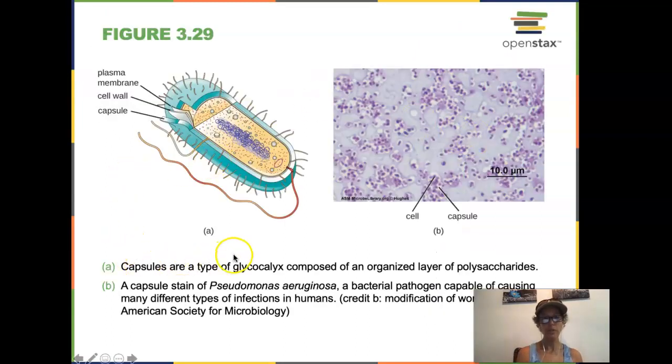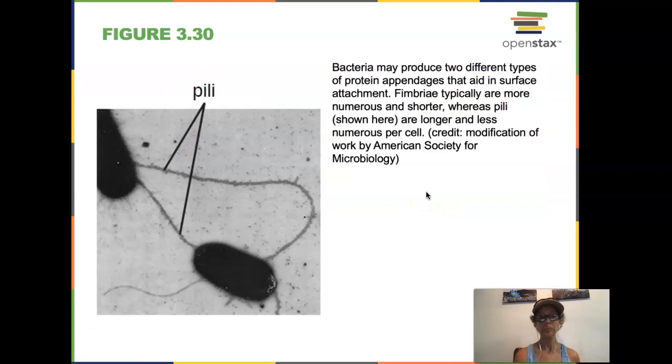The capsule is a type of glycocalyx. So a calyx is a covering, glyco means sugar. So polysaccharide, sugar. So this is one type of capsule stain where you see the dark dots are the cells and the gaps around it are where the dye does not stick. And that is where the capsule is, because it's a gooey, sticky layer that the dye cannot stick to.